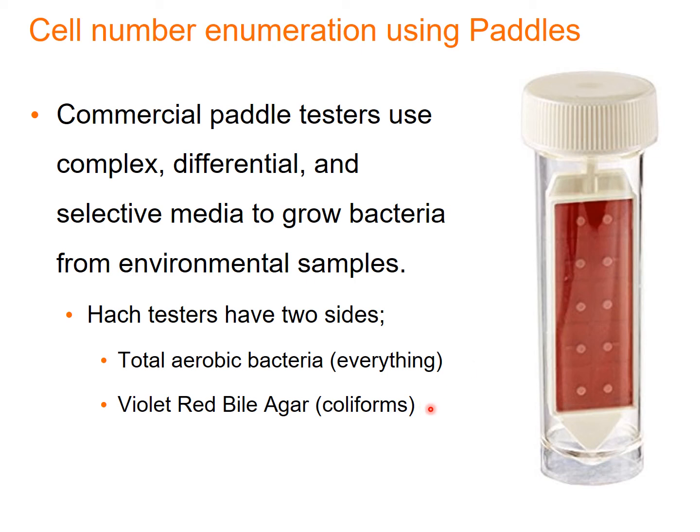The second side contains a media called violet red bile agar, which is selective and differential, and only coliform bacteria will grow on it. That's pretty clever. 2 different sides gives you an internal control. Everything should grow on the total aerobic bacteria side. So if there's bacteria present, we should see colonies. If there's nothing growing on the violet red bile agar side, that tells us that whatever is present is not a fecal coliform.